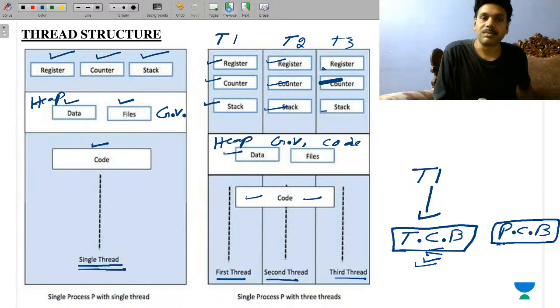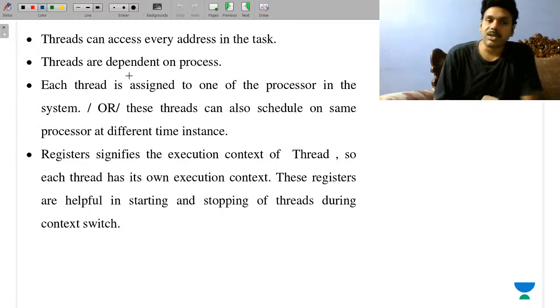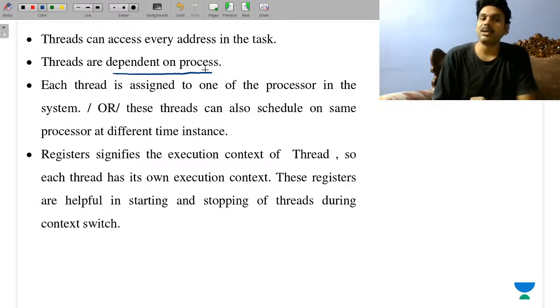Now come to the other one. So what is the other one? Threads are dependent on the process. This is important. They are not independent. And what is the other important point? Registers are mainly involved in context switching from one thread to another thread.